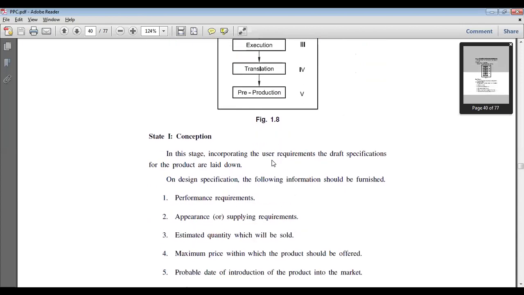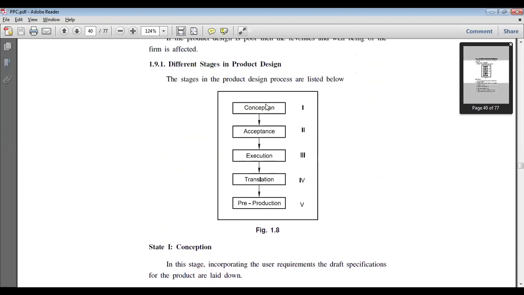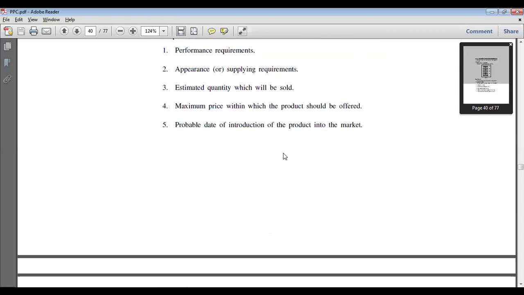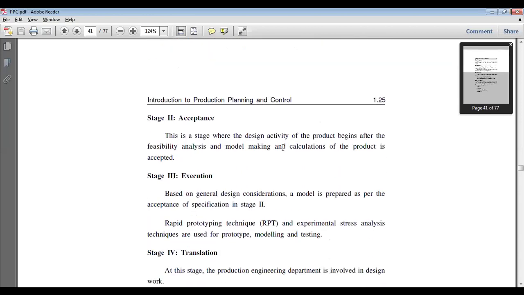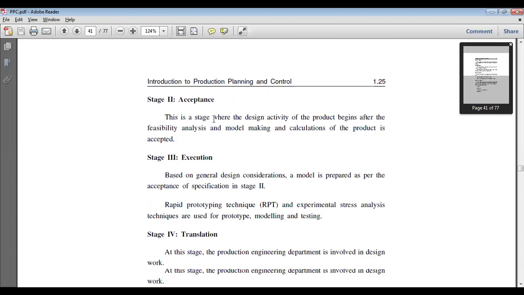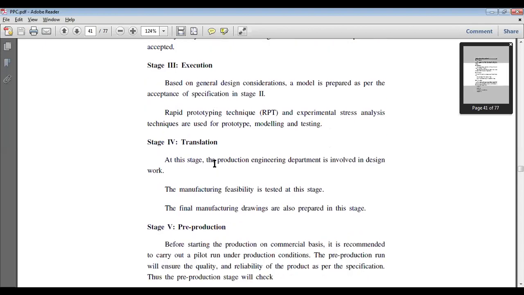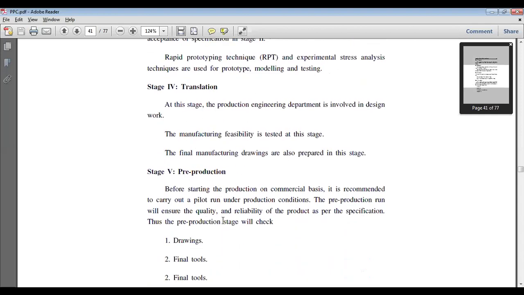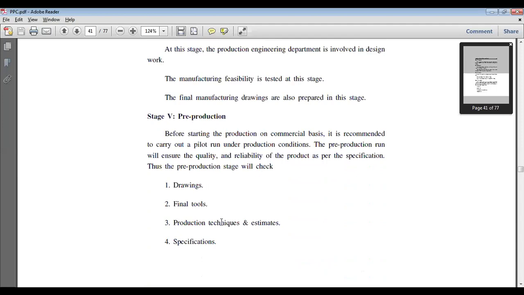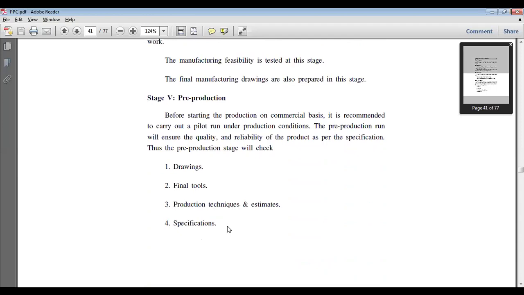Conception, as I told, is the basic idea in the mind of the designer, and this idea is floated, and whether the public accepts or not. Then once accepted comes execution, then translation, that means manufacturing feasibility is tested, and then pre-production. The complete pre-production includes drawing, final tools, production techniques, and estimates. So these are basically pre-production stages that give the complete data of the product and of the production.